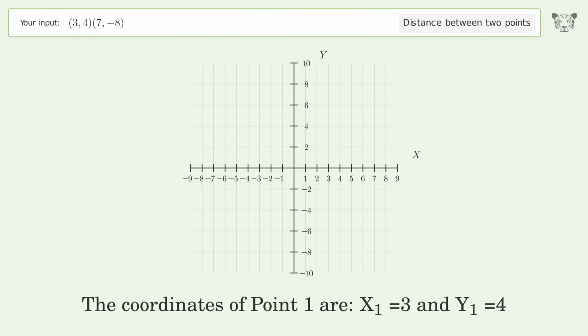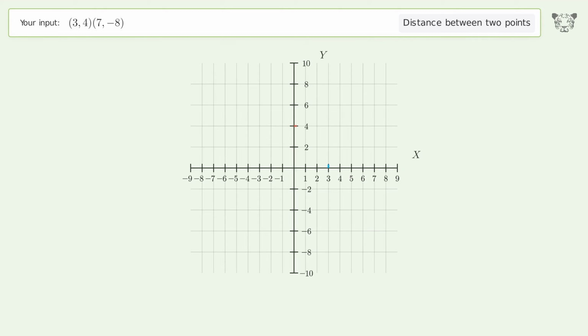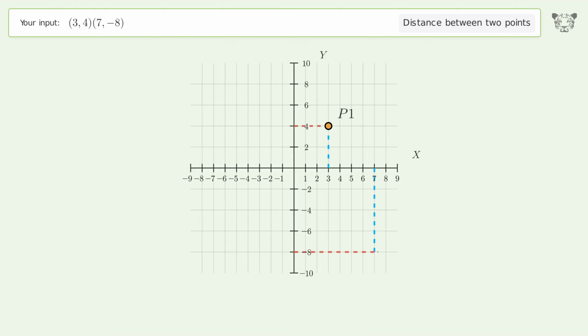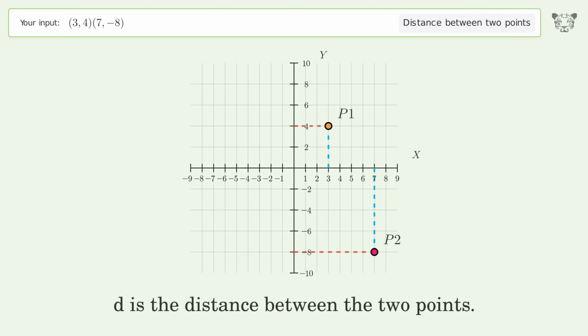The coordinates of point 1 are, x1 equals 3 and y1 equals 4. The coordinates of point 2 are, x2 equals 7 and y2 equals -8. D is the distance between the 2 points.